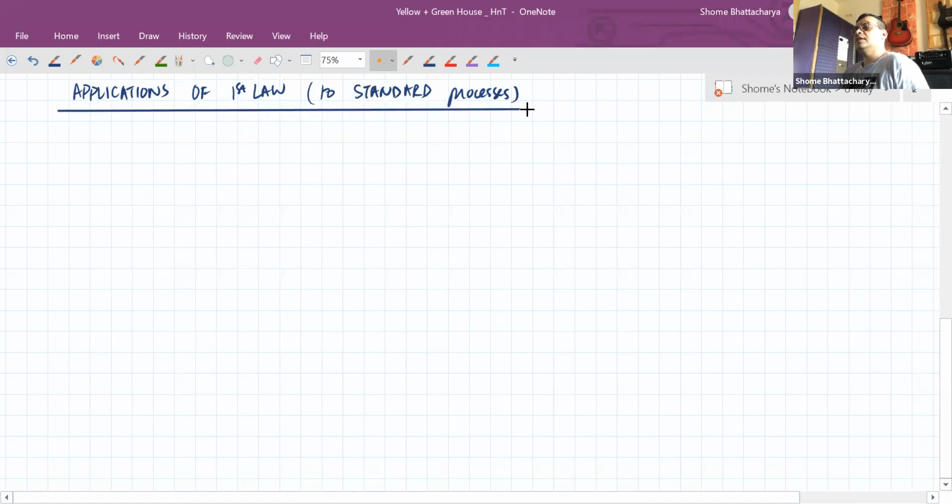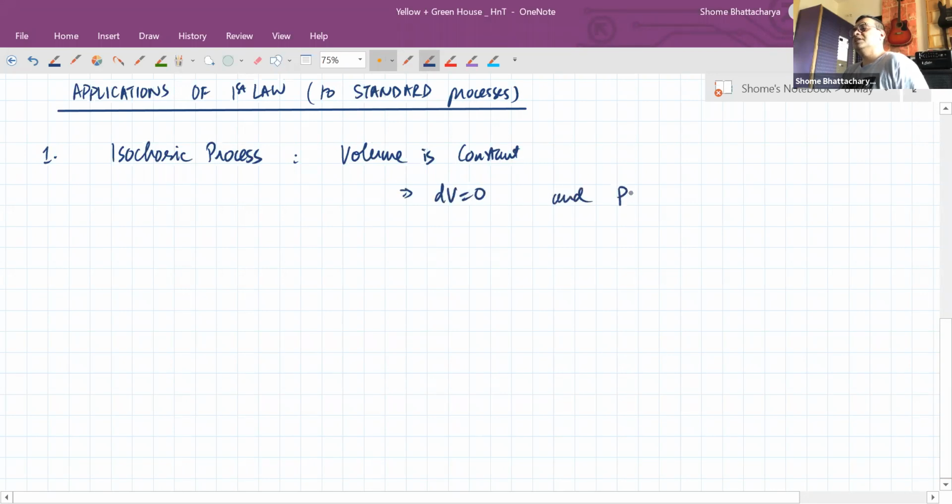So our first example of a standard type of process will be an isochoric process. As you know, this is a process where the volume of the gas is constant. Which means that change in volume is zero and pressure is proportional to temperature because volume is constant. So for an isochoric process, first of all, the PV graph looks like a vertical line because the volume is constant.